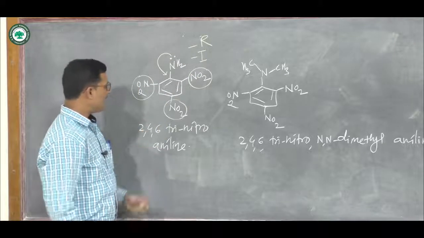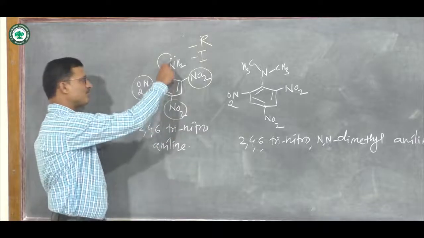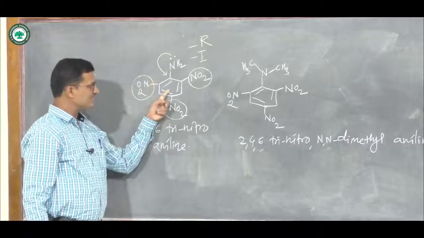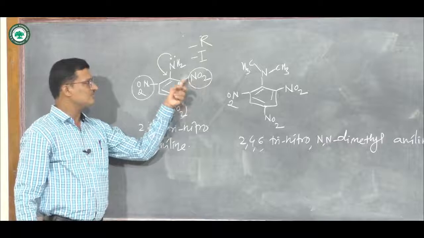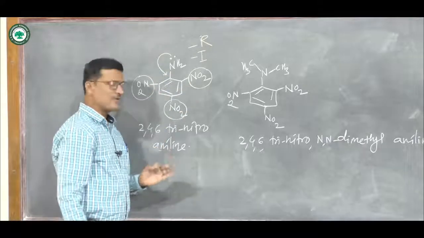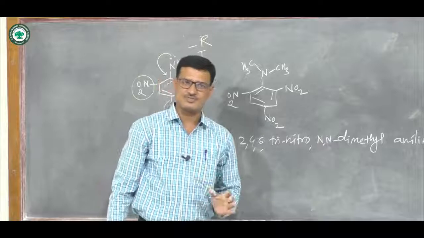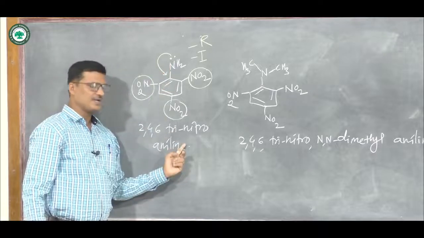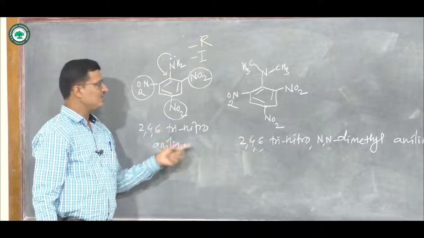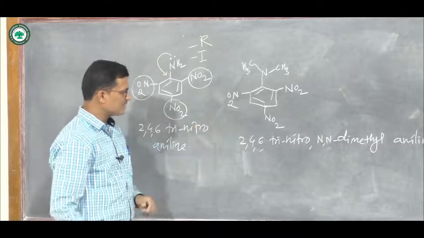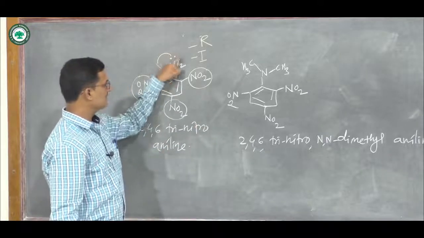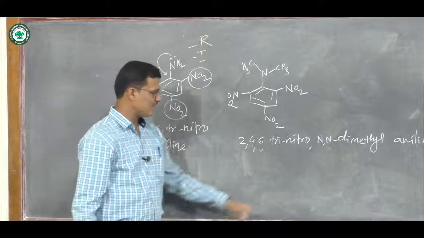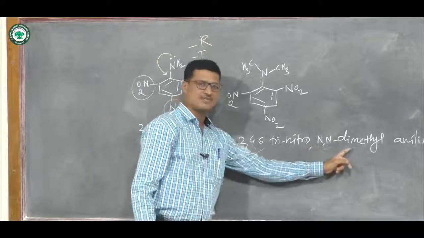And again, the lone pair on nitrogen in 2,4,6-trinitro-aniline is delocalized on the ring system as well as the three nitro groups. So that's why this lone pair is not available for donation to H plus or other species. And when the lone pair is not available for donation, ultimately it is a weaker base. There is no doubt it is a weaker base. But what happened in the second case? Instead of the two hydrogens in this NH2 group, we replace them by methyl groups, and that's why we write here 2,4,6-trinitro-N,N-dimethyl aniline.